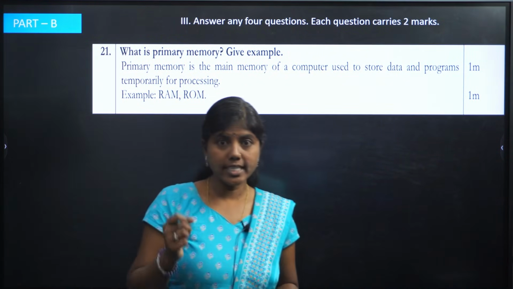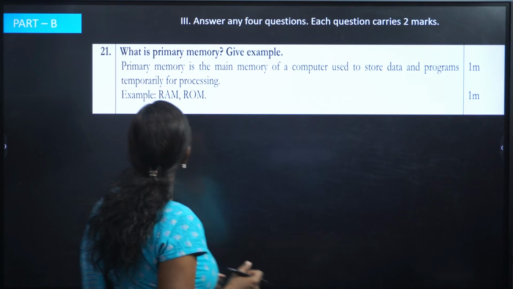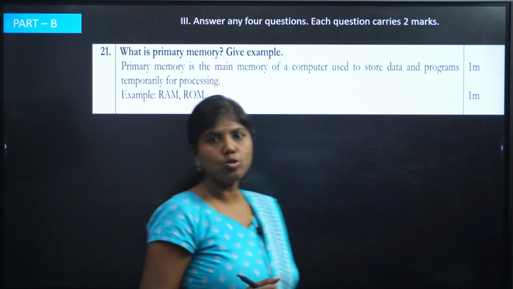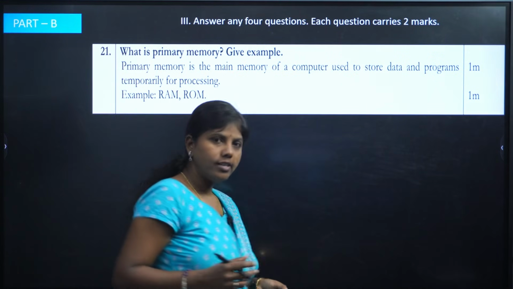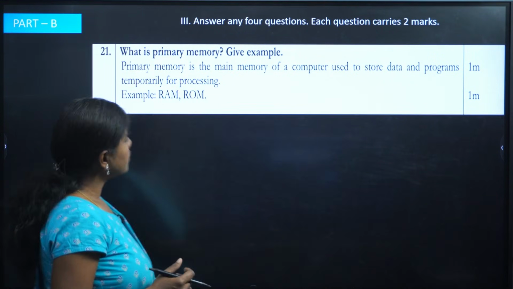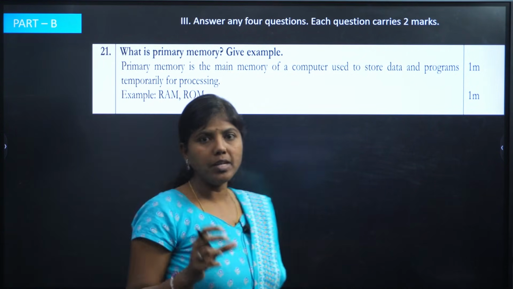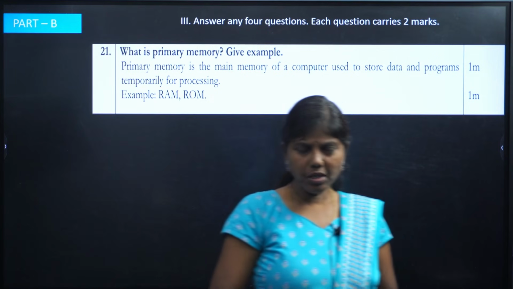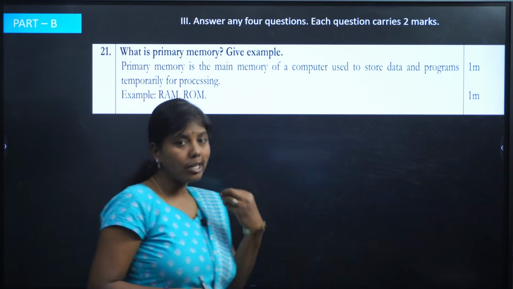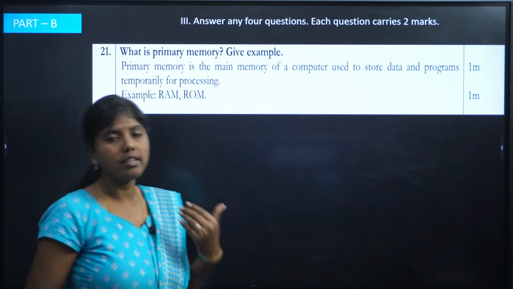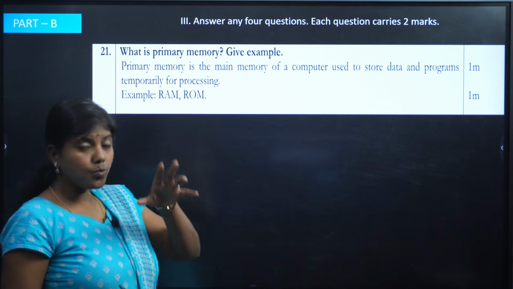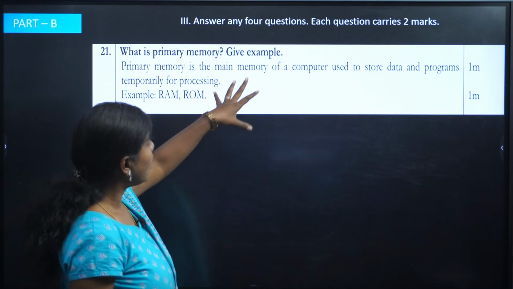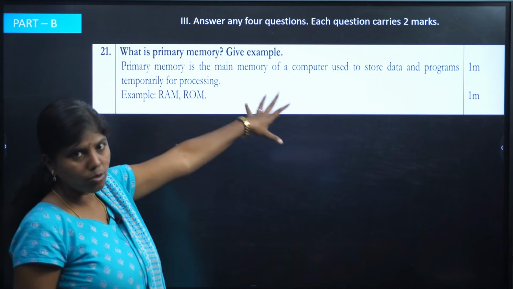Okay, so we'll continue with part B now. In part B, here we have 2 markers. So in this we'll be discussing all the 2 marker questions and how to write the answers also. The very first question is: what is primary memory, and give an example. Primary memory basically includes random access memory and then ROM, that is read only memory. Here it's very important that you see how the allocation of marks is going to take place.